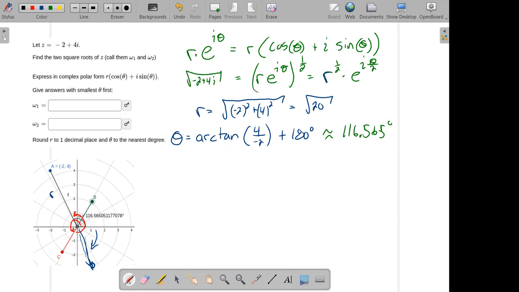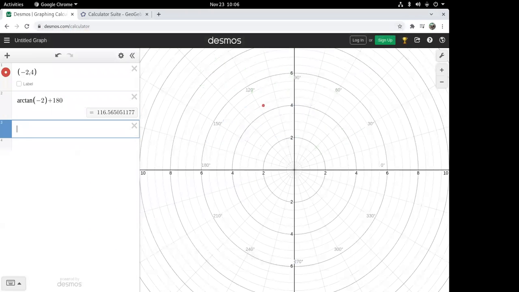Let's see, I could use 1 decimal place, nearest degree. It says that should also work there. So let's see, what would that be? 116.6 degrees. And then for the square root of 20, we can do the exact answer or approximately here. Square root of 20 is about 4.5-ish.